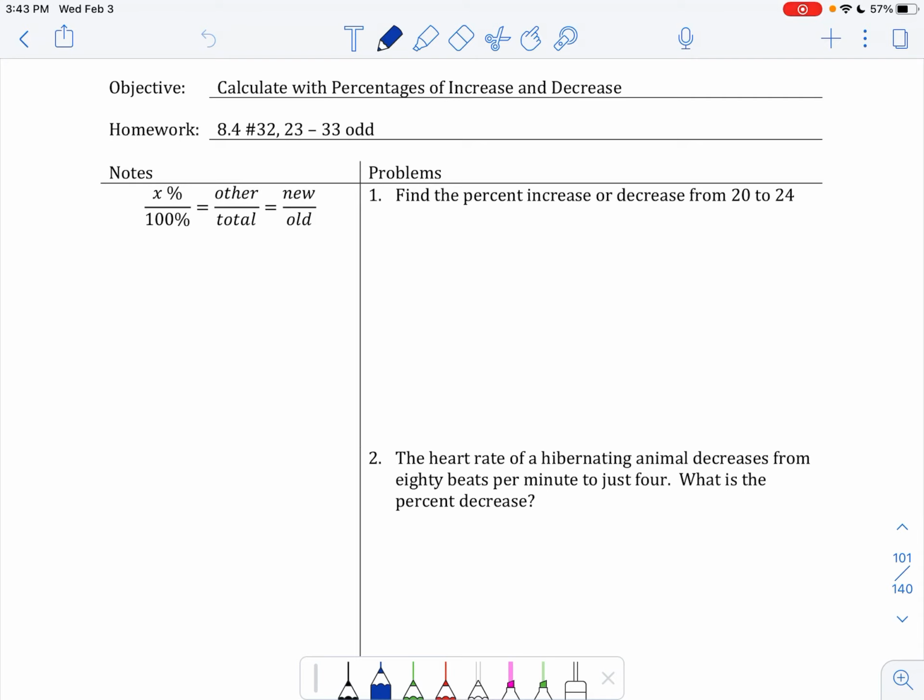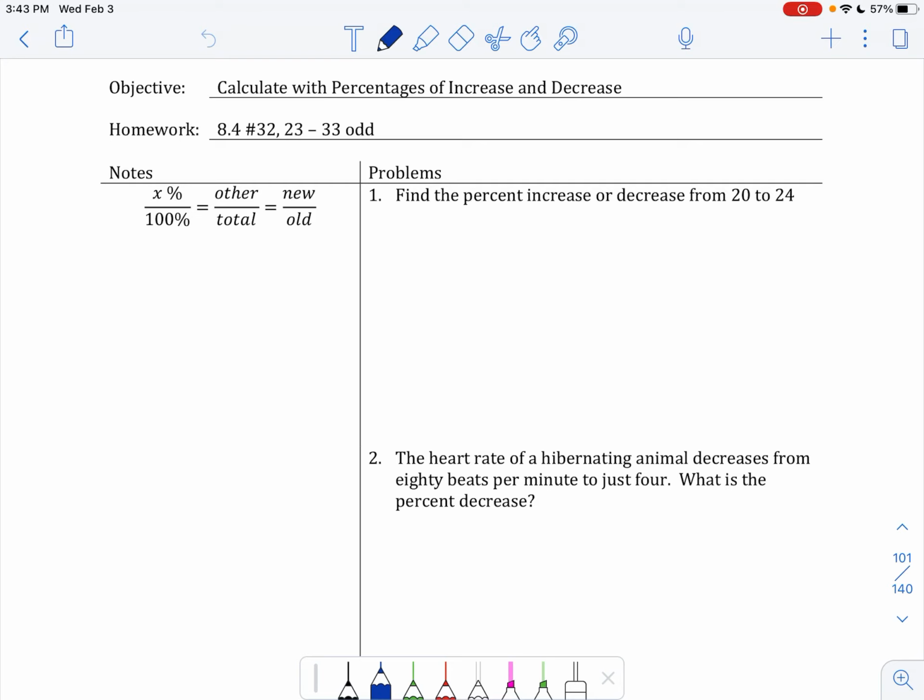A lot of those other ways, though, depend on the numbers being quote-unquote nice, that they work out nicely into something like 25%, 20%, 10%. And the nice thing about this method that I'm going to show you here is that it works for any numbers. So if you want to grab your notes, find the page on Calculate with Percentages of Increase and Decrease, and we're going to get started.